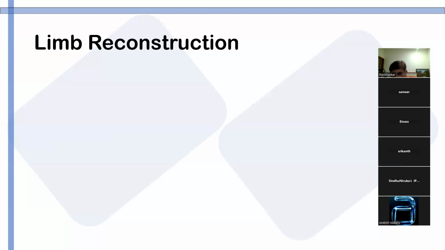Quickly, what are the structures that they can reconstruct in a limb now?